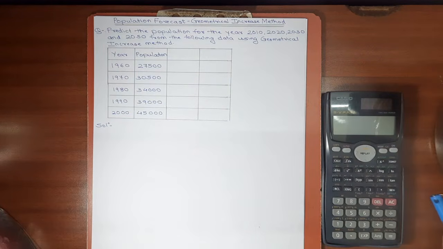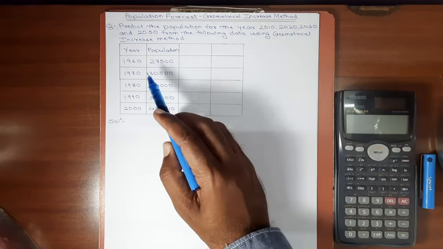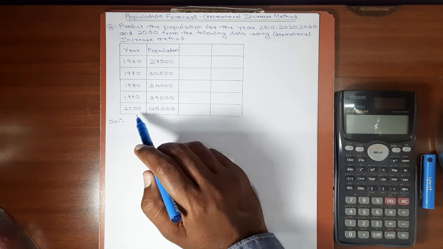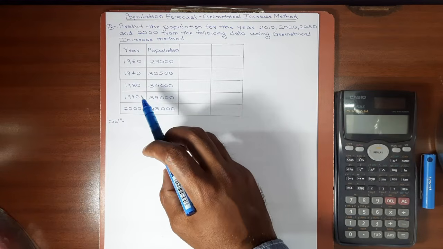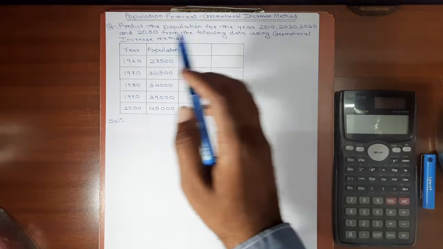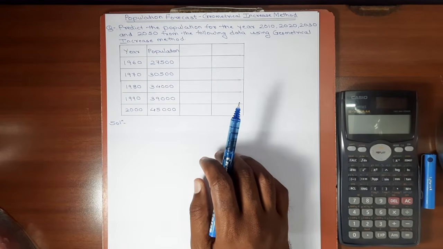it in the description. Okay, so here as per the given data, we have population of a city for 1960 to 2000, and from that data we have to forecast the population for the year 2010, 2020, 2030 and 2050. So let's proceed towards the solution.